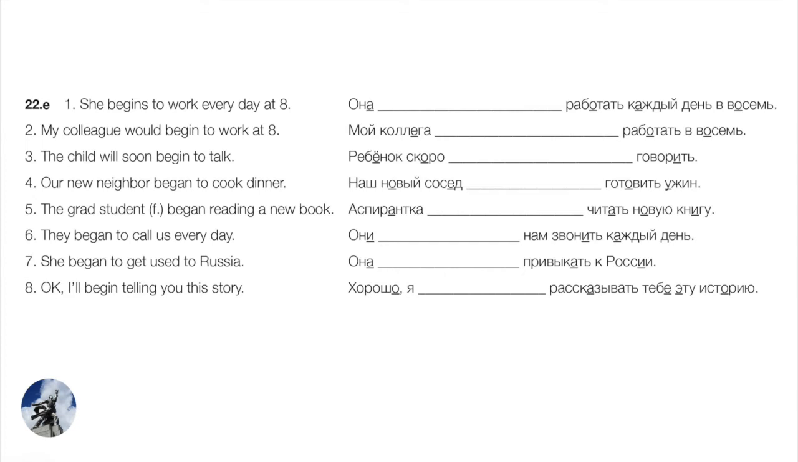Number 7, she began to get used to Russia. Again, she's in the process of getting used to it, but we're focused here on the beginning of that process. That's a one-time action, a simple past verb in English. She began to get used to it. Она начала привыкать к России. Now what if we had in English, she was beginning to get used to it? Again, that's describing the process of the beginning. That would be она начинала привыкать к России.